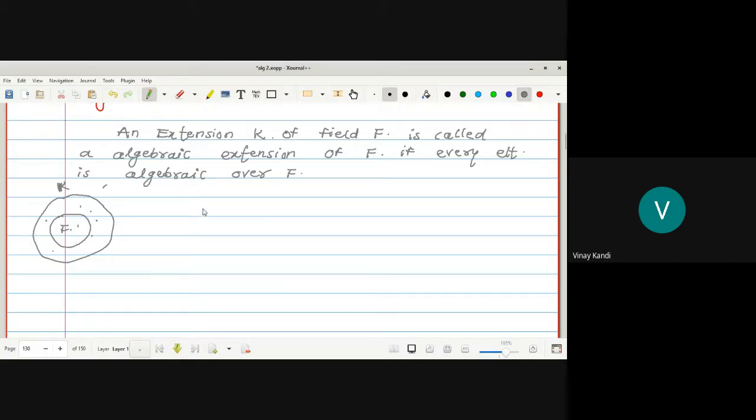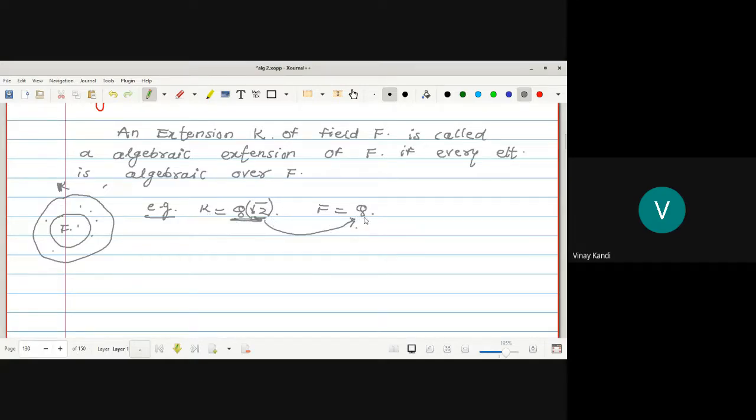Example: K is equal to Q(root 2), and F is equal to Q. Now root 2 is algebraic over Q, and every element of Q is itself an algebraic element of Q. So here Q(root 2) is an algebraic extension of Q. Why? Because every element of Q(root 2) is algebraic over Q. Hence, this K is an algebraic extension of Q.